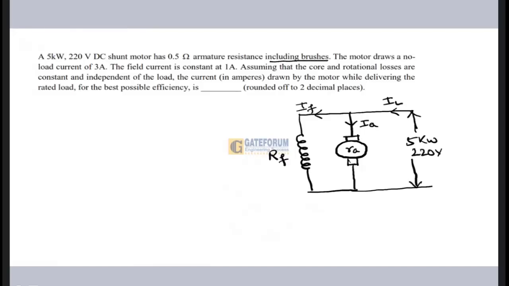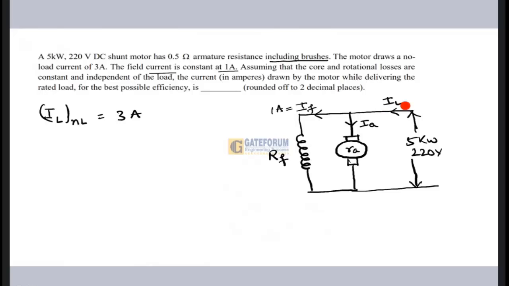Okay, so this is the diagram for the shunt excited DC machine. Now what they are asking is, the motor draws a no load current, that means the line current IL at no load, which is given as 3 ampere. The field current is given as 1 ampere.